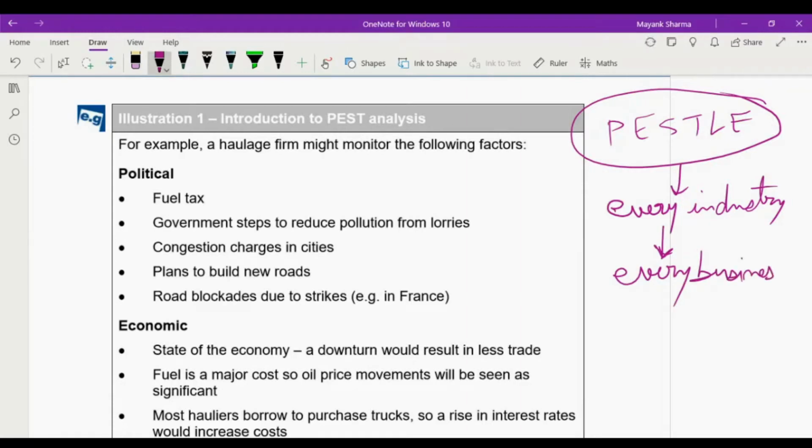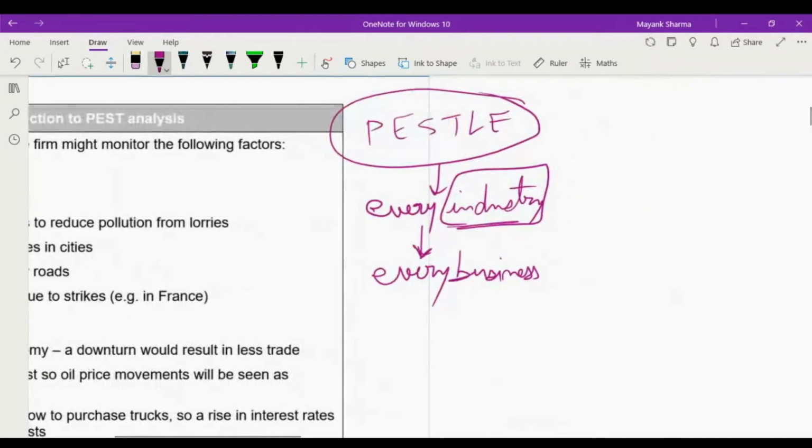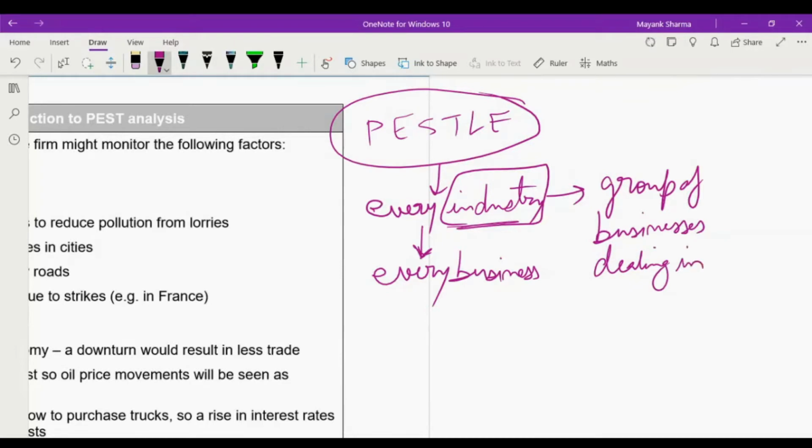Now, I guess you know what is the meaning of industry. Generally we understand industry as a manufacturing unit, but that's wrong. Industry means a group of businesses dealing in similar things.